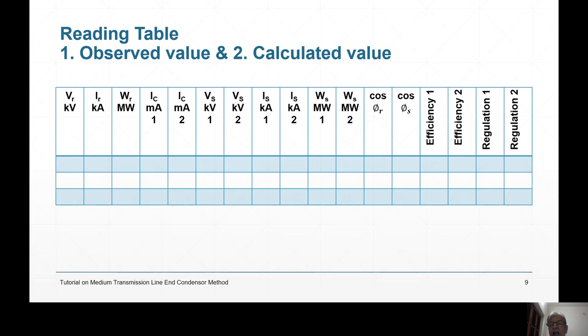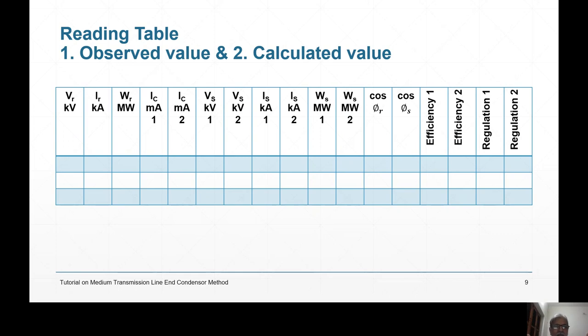Then cos phi R and cos phi S, that is the power factor. Then efficiency 1 and efficiency 2. Efficiency 1 is the observed efficiency. Observed efficiency is WR divided by WS, that is observed. But when you use observed value of WS, then it is observed efficiency. But when you use calculated value of WS, it is calculated efficiency. Similarly for regulation. Like that, you tabularize this.